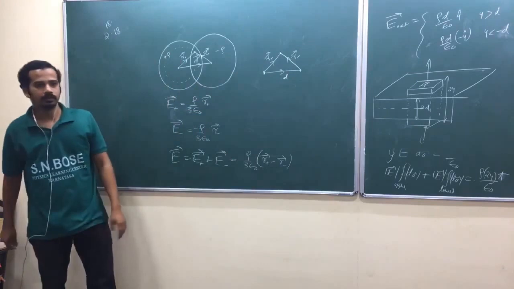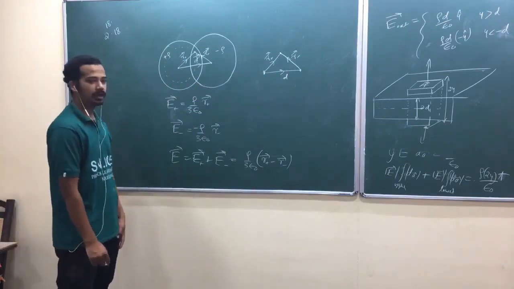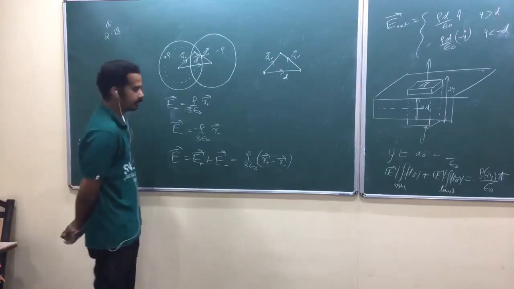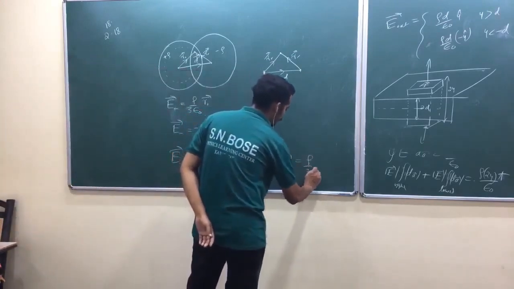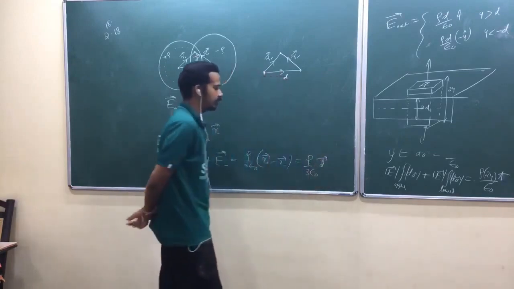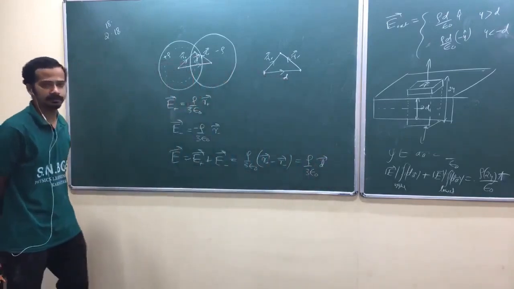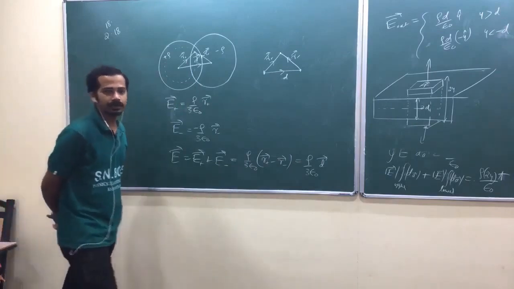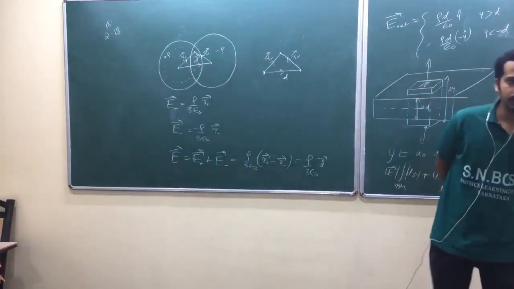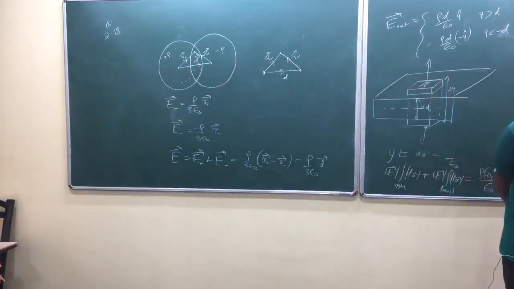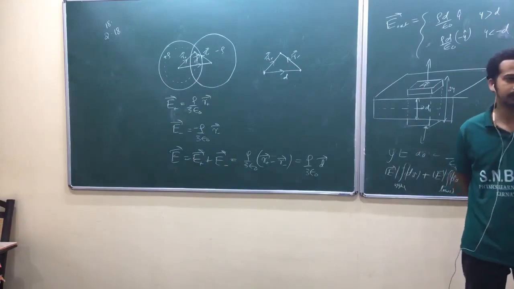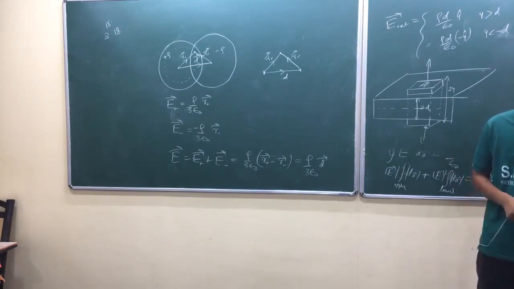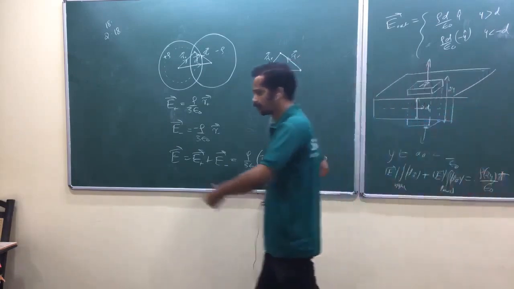According to triangular law of vector addition, what is R plus minus R minus? Speak out. D, rho by 3 epsilon naught into D. Somewhere in TIFR exam, they designed a question out of it. In between, in the overlap region, the electric field is uniform and it is along this direction. Is that okay? So that's what he was expecting.